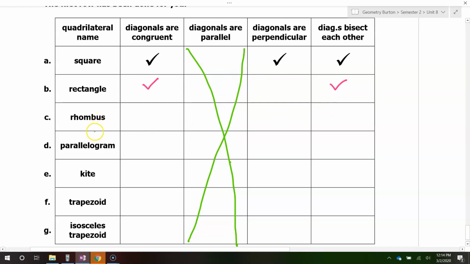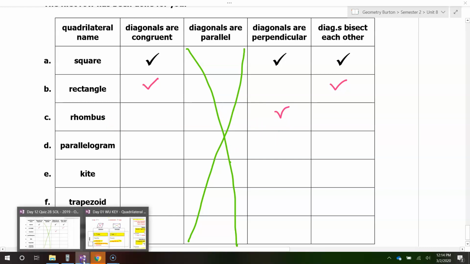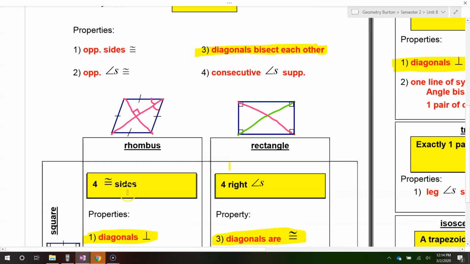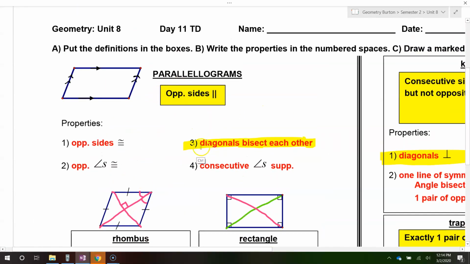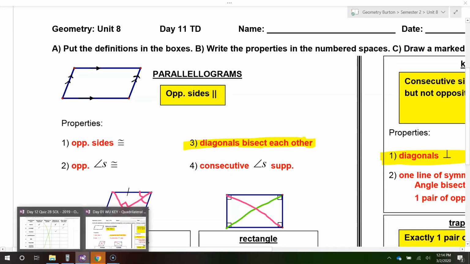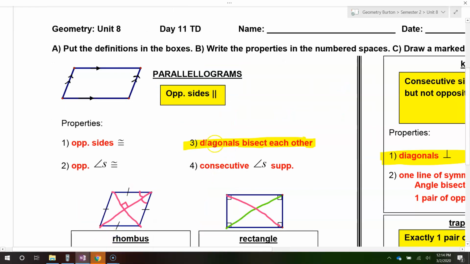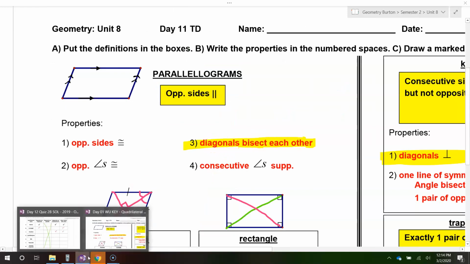Okay, how about a rhombus? A rhombus, I remember that the diagonals are perpendicular. So let's look back. The diagonals are perpendicular, but also a rhombus is a parallelogram, so the diagonals bisect each other. So we will not have the diagonals are congruent. That will not be checked. How about parallelogram? Parallelogram just has the one. Diagonals bisect each other. That's it.